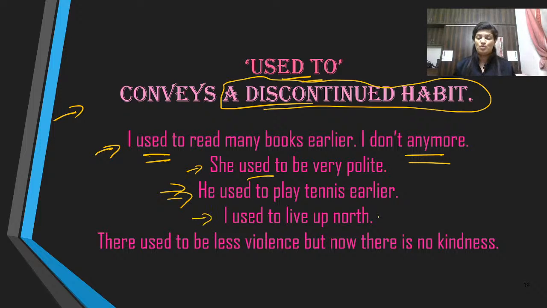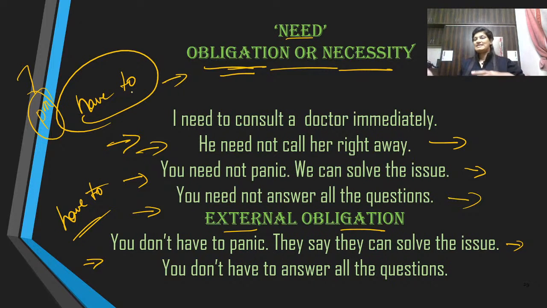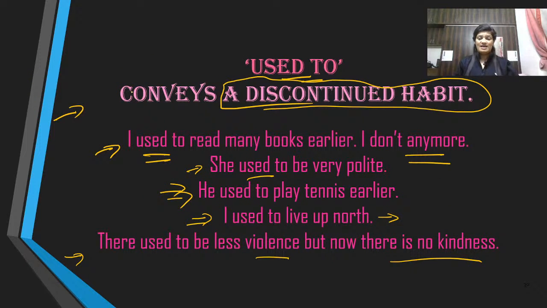I used to live up north, but now I live in the south. Earlier, I used to live up north. There used to be less violence, but now there is no kindness. What is "need to"? It is an obligation, but if you use "have to," it means that somebody else is imposing it. I hope this is clear.